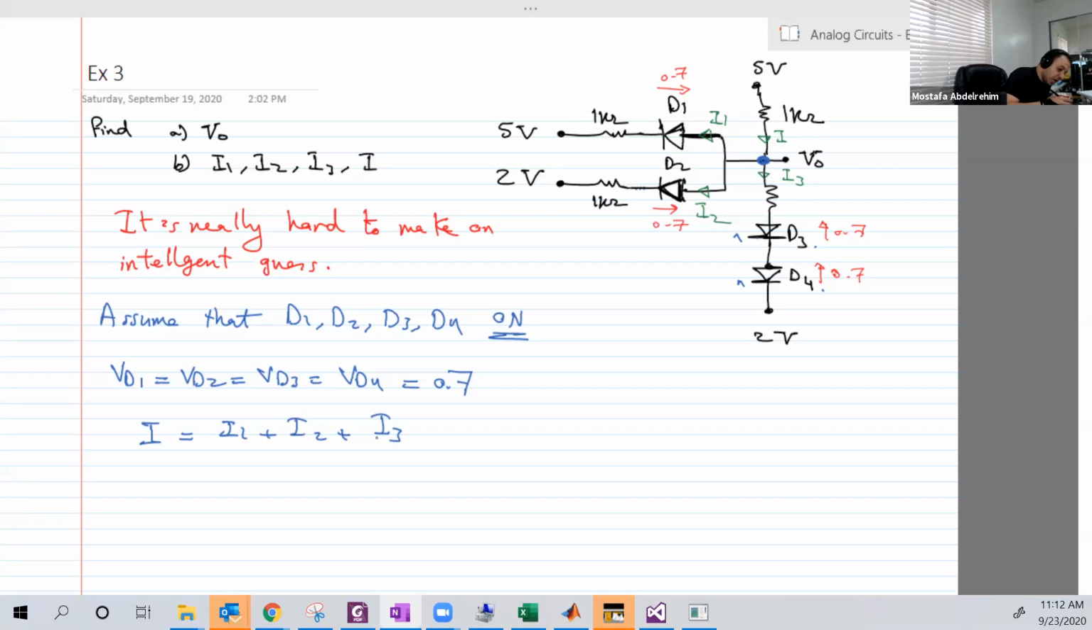Okay. I is equal to this current here, this guy here, is equal to 5 minus VO over 1 kilo ohm. 5 minus VO, VO is not known, divided by 1 kilo ohm. I1, which is that guy here, well, that's a little tricky here, okay? It's flowing in that branch.